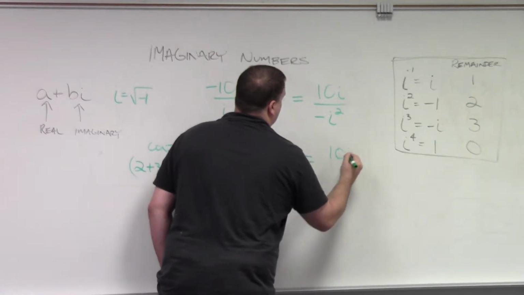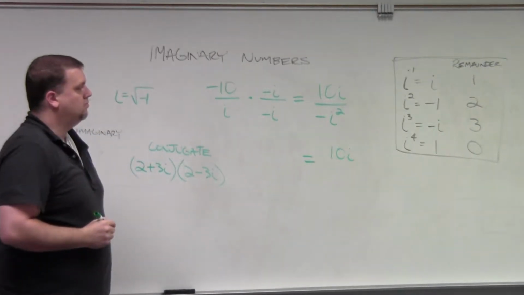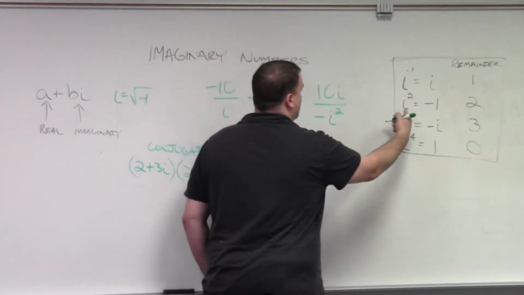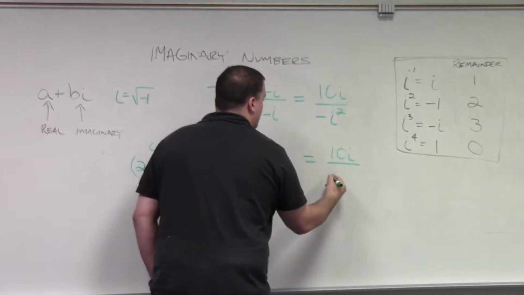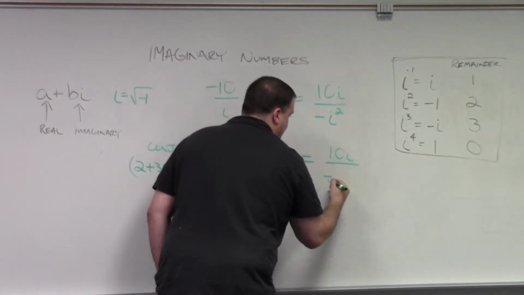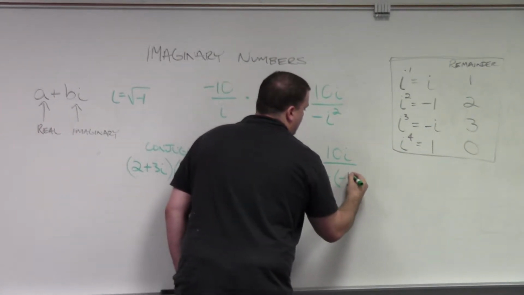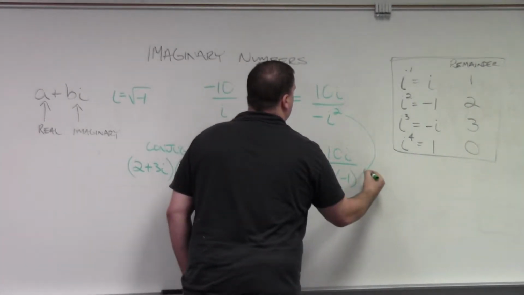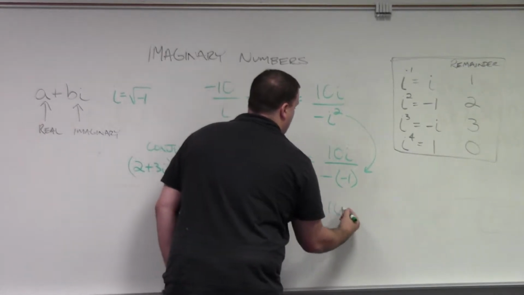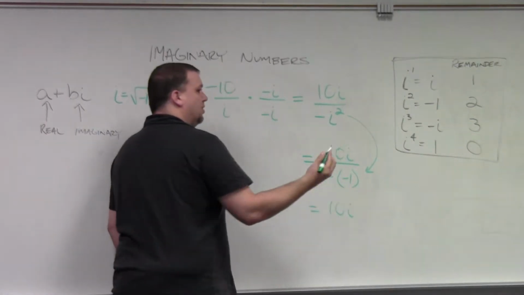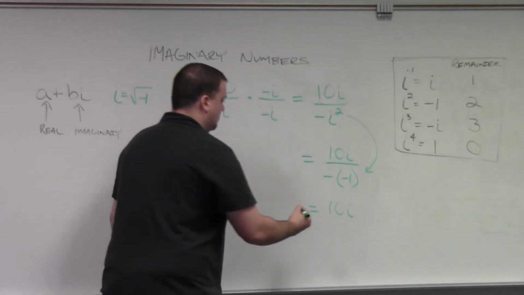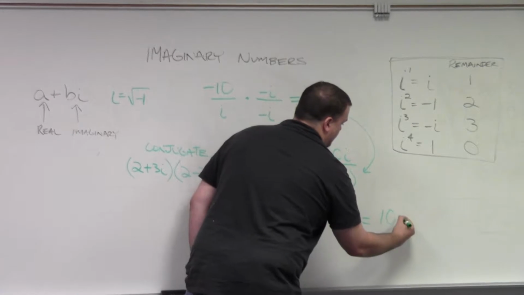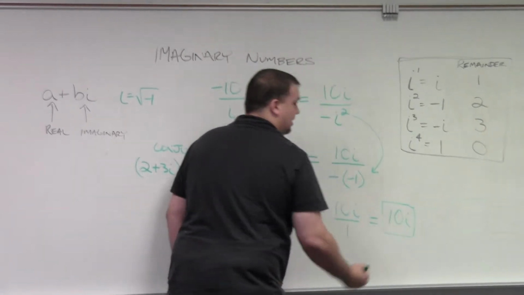Okay. Well, what is i squared? That popped up in the last two problems. Remember, i squared is really negative 1. So don't forget about the negative sign out in front. Replace i squared with negative 1. So what's negative negative 1? What is that really? Positive 1. And then anything over 1 is itself. So my answer is just 10i.